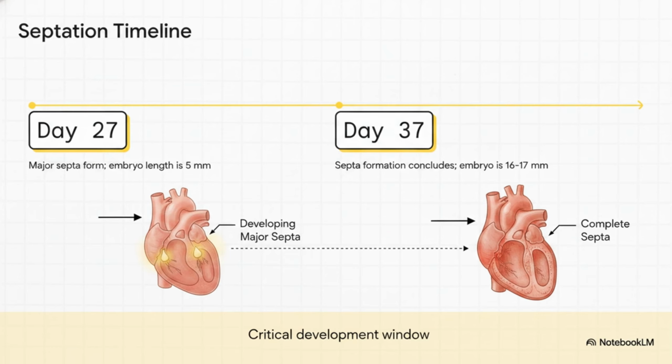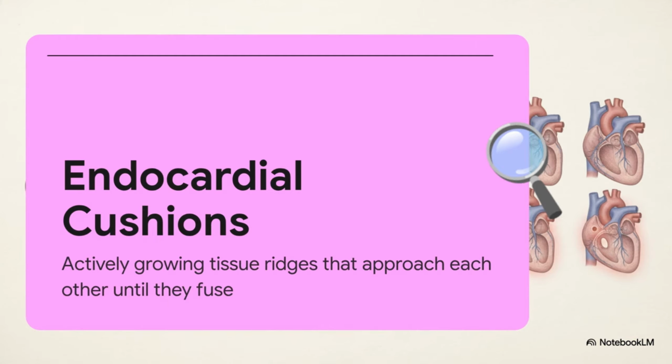Think about that. It's literally just a 10-day window. During this crazy rapid period, the embryo grows from a tiny 5mm speck to about 16 or 17 millimeters. So you can imagine, any little disruption during this specific 10-day stretch can lead to some pretty profound structural abnormalities. So, what are the primary building blocks for dividing up these chambers?